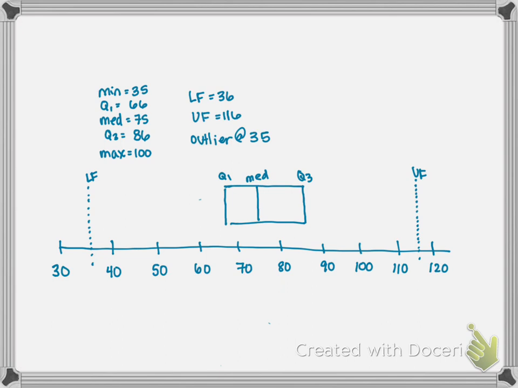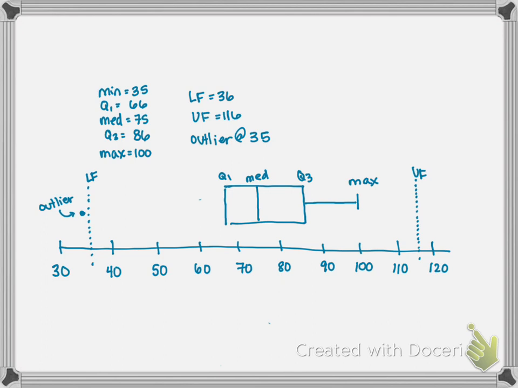Now, the easiest side to do is the side without the outliers. So I'm going to extend the first whisker all the way to our max value, 100. And then we know that there's an outlier at 35. So I'm going to add in a giant dot at 35. This is my outlier. It's like a dot sitting on the outside of the fence all by itself.